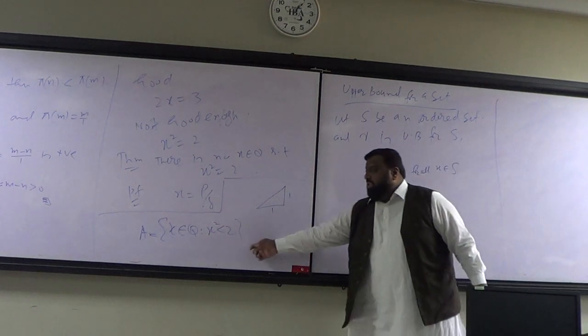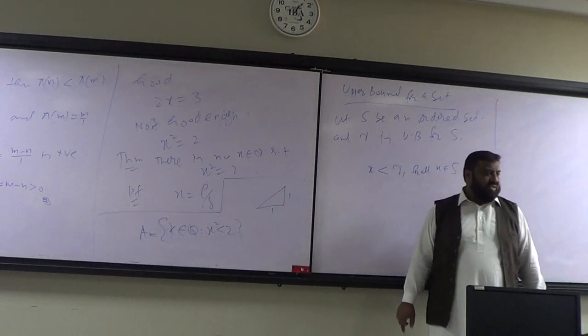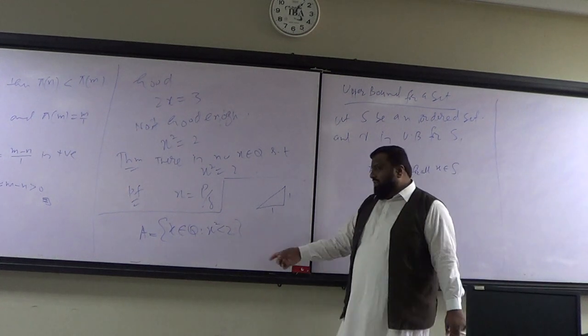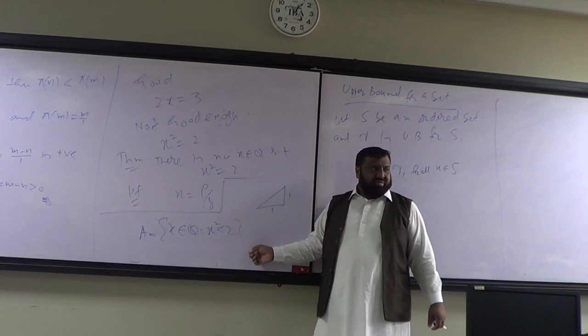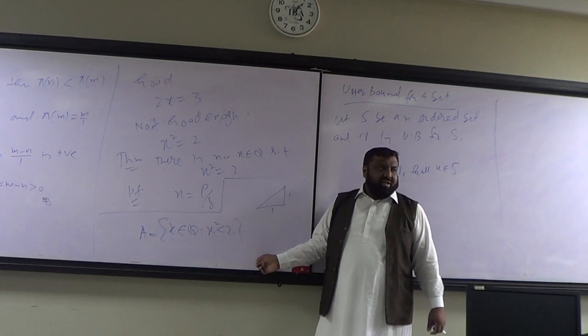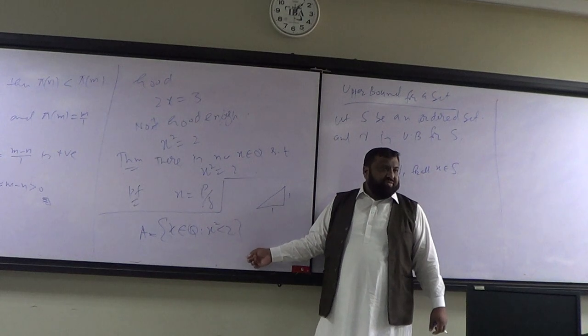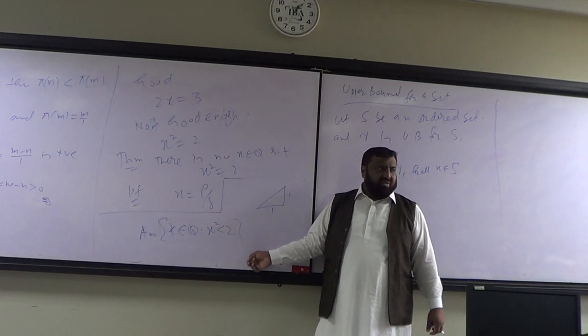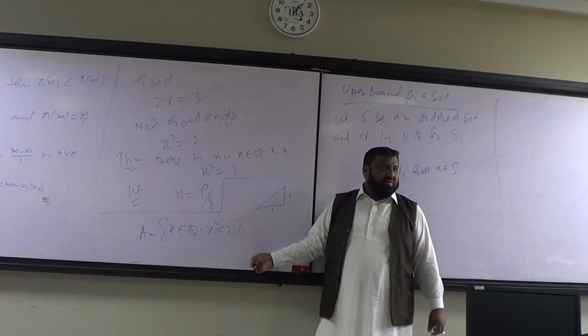Give me an upper bound for this set in Q, or maybe in Z actually. What are going to be the upper bounds for this? 2, 3, 4 in Z. And how about in Q? 3 by 2, so 3 by 2, 5 by 2, and so on and so forth.